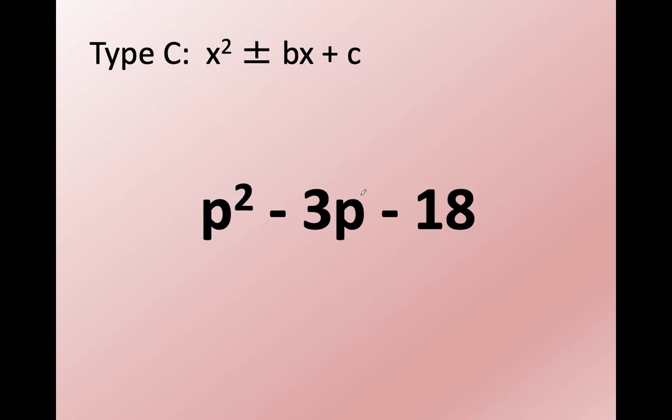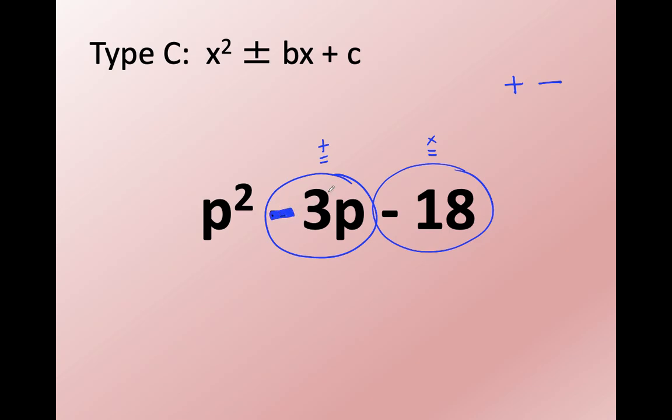Looking at this example, we need two numbers that multiply together to give us negative 18, but add together to give us a negative 3. So in this case, we are still going to need one positive and one negative factor, but the negative factor needs to be the bigger of the two absolute values so that we end up with a negative b value. So we have options of positive 1 and negative 18.